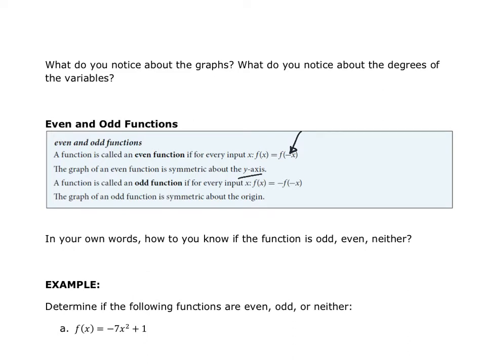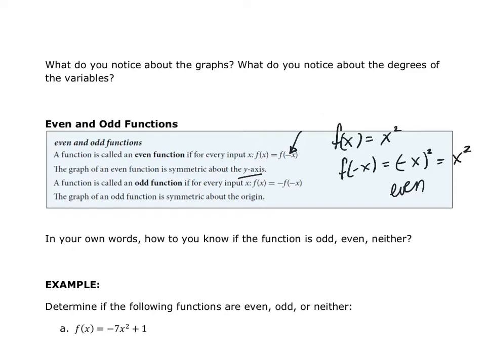So if we see something that looks like this, f of x is equal to x squared, well, when I put in f of negative x, this is negative x, the quantity squared, which just gives me x squared. So I know in that particular case, when I put in a negative x, I get the exact same function out. So we say that this is even.